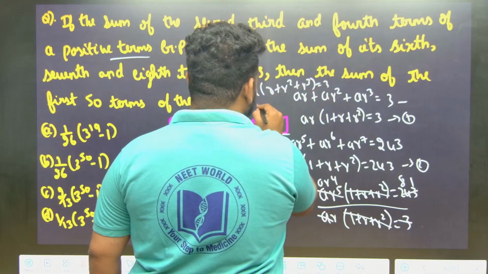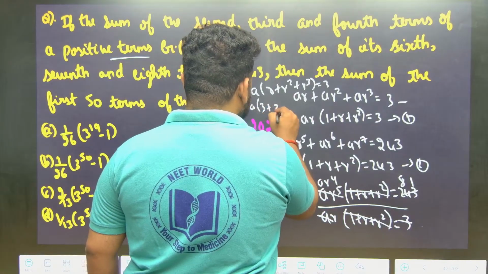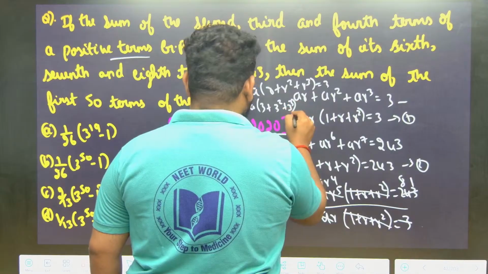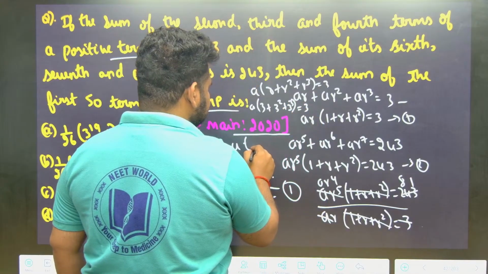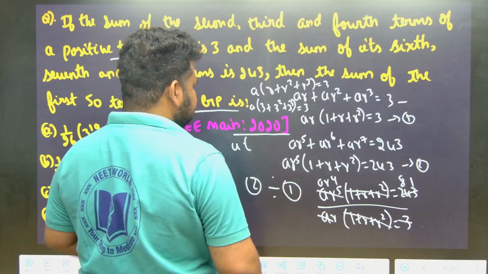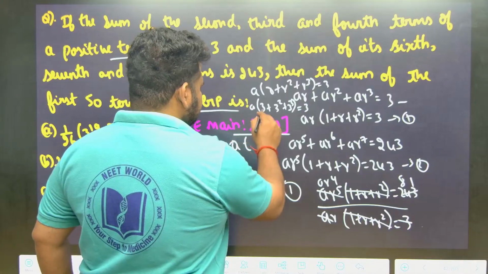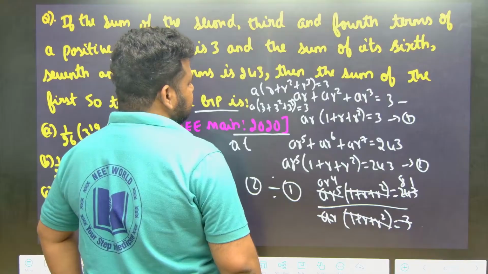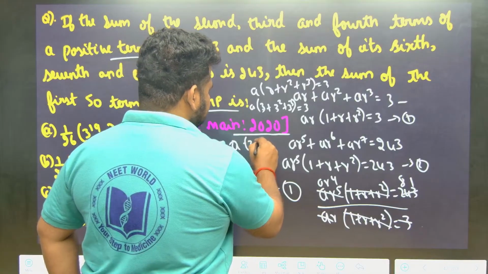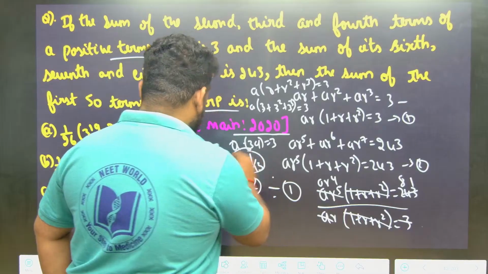A value will be equal to A into R, that is 3 plus 3 square plus 3 power cube, that is equal to 3. So A will be equal to 3 plus 9 is 12, 12 plus 27 is 39, that is equal to 3. So A is equal to 1 by 13. I will get A is equal to 1 by 13.